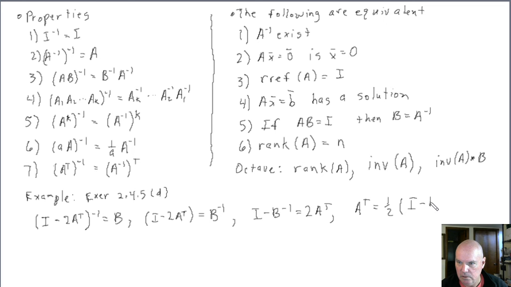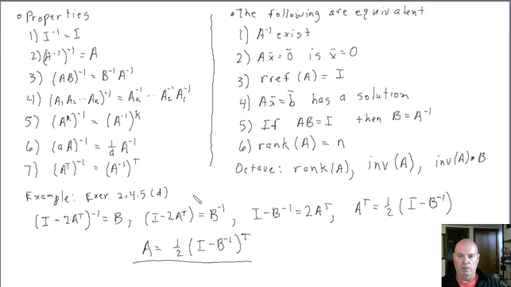I minus B inverse. And finally, relying on the fact that the transpose of a transpose is equal to the original matrix. The transpose of a scalar times a matrix is just the scalar times the transpose. So this is illustrating how we can use the properties not only of inverses but also transposes to solve a matrix algebra problem for A.